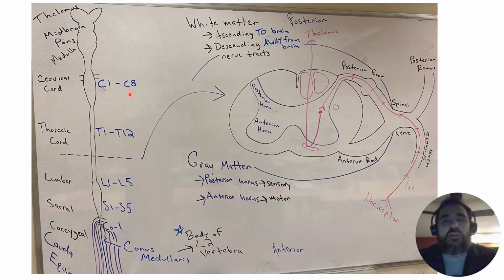Does not always correlate exactly with the vertebrae. And so we're going to have 8 pairs of cervical spinal nerves. Thoracic spinal cord, T1 through T12, so 12 segments, so we have 12 pairs of thoracic spinal nerves. Lumbar, L1 through L5, so 5 pairs of lumbar spinal nerves. S1 through S5, 5 pairs of sacral spinal nerves. And then CO1 stands for coccygeal 1, so 1 pair of coccygeal spinal nerves.